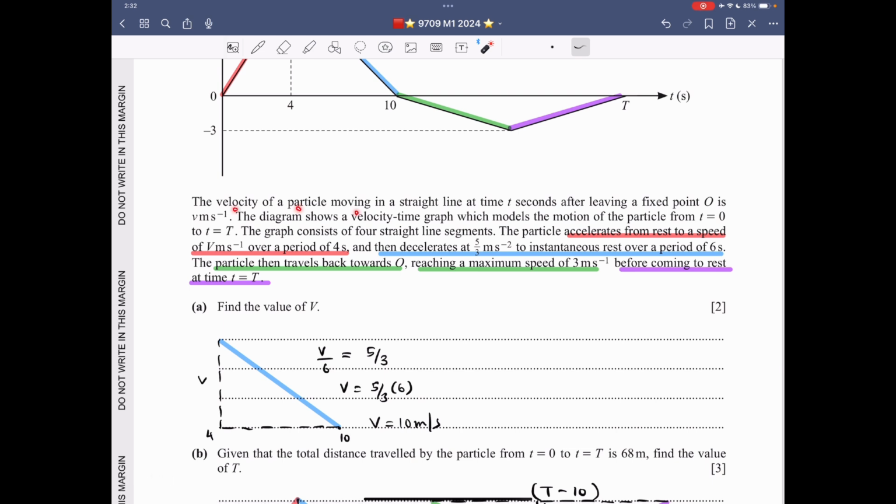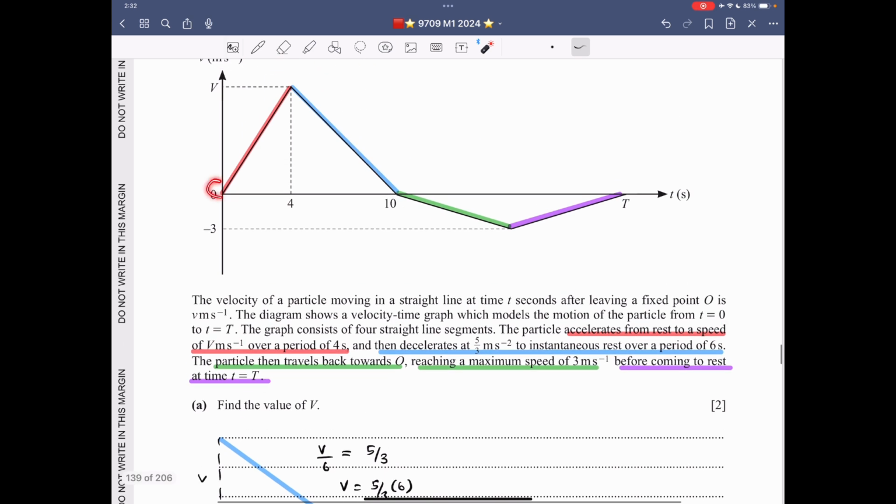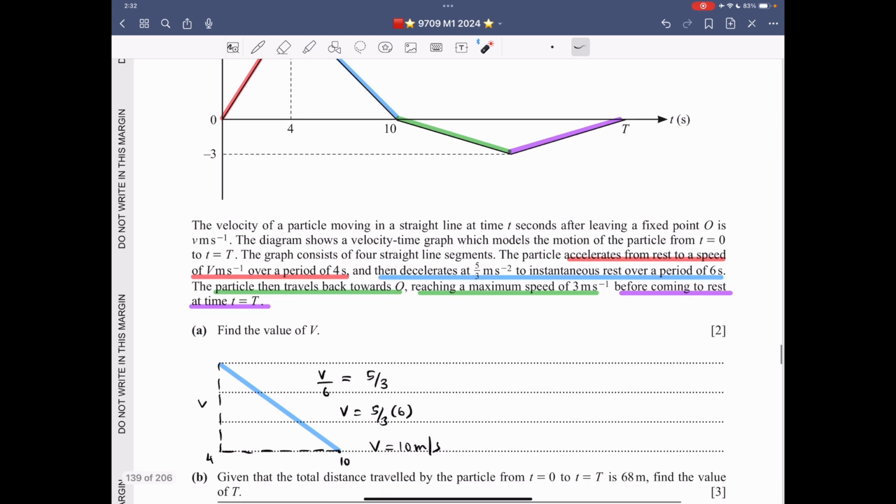The velocity of the particle moving in a straight line at time t seconds after leaving a fixed point O is v meter per second. The diagram shows a vt graph that models the motion of a particle from t equals 0 to t equals t. The graph consists of 4 line segments. That is the first one, second one, third one, fourth one. 2 line segments are above the x-axis, and 2 line segments are below the x-axis. All the information is given.